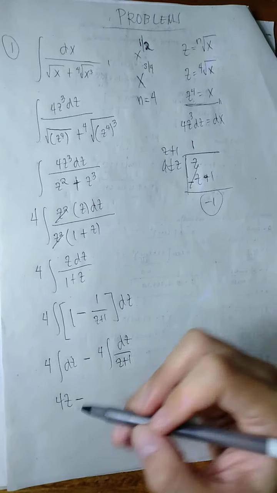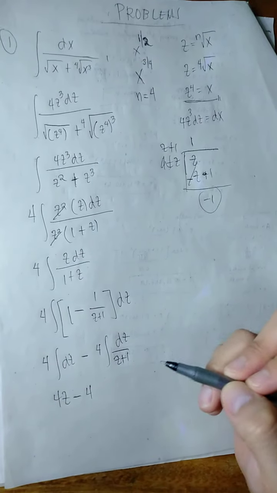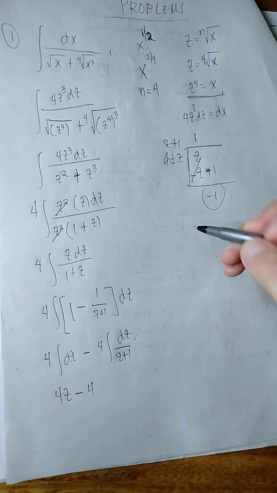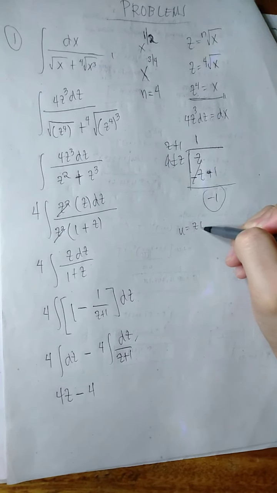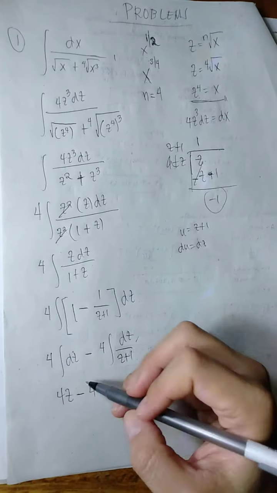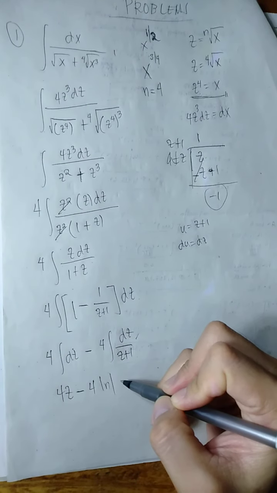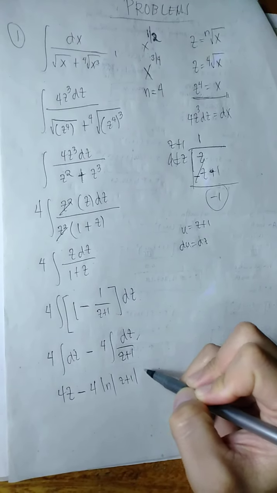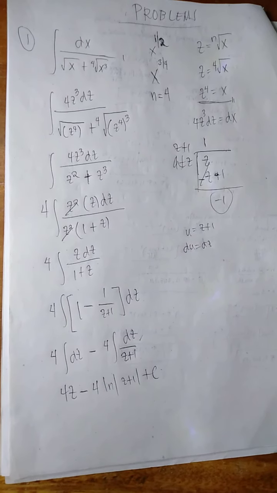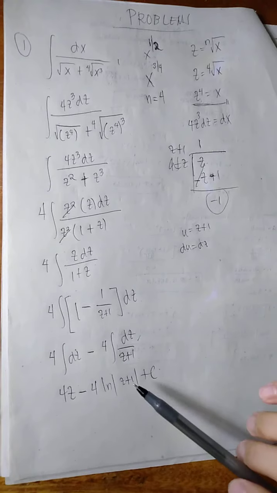Minus 4 times, what is dz over z plus 1? So, let u, diba? Ln yan. So, u is equals to z plus 1. So, du is dz. So, du over u. So, ln of z plus 1 plus z. Sir, tapos na po ba? Hindi pa. We need to substitute back yung z natin.